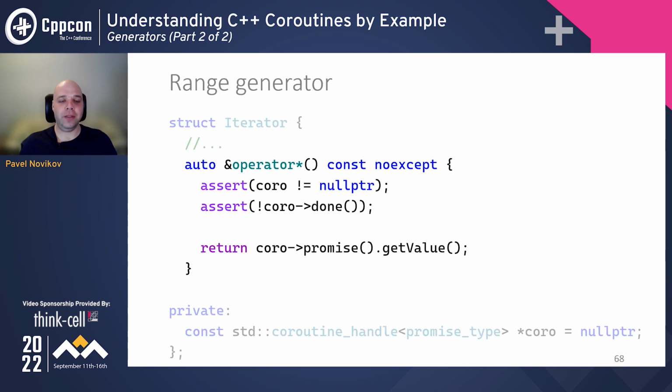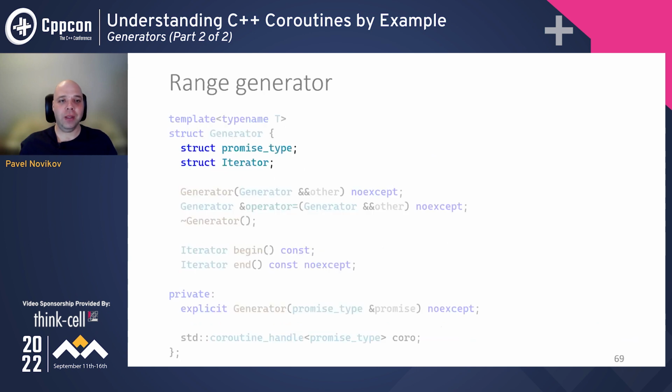Here, the dereference operation is noexcept, so the dereference operation does not throw exceptions, and that's why inside the get value, we did not check for an exception. We did it earlier during incrementation. So now we defined the promise type, we changed the promise type, we defined the iterator.